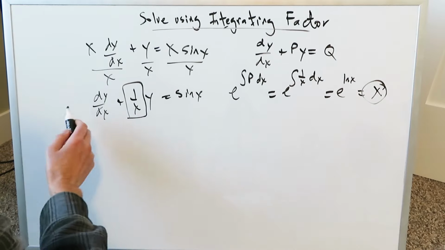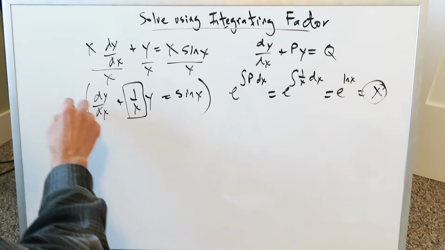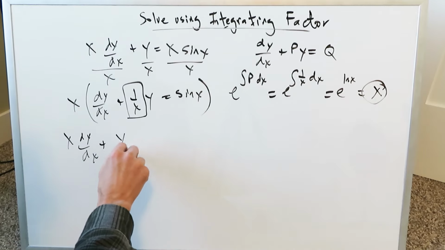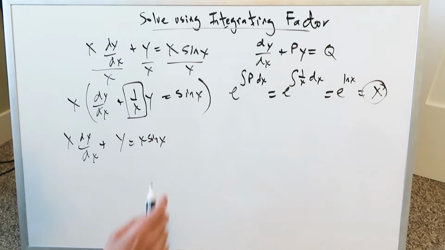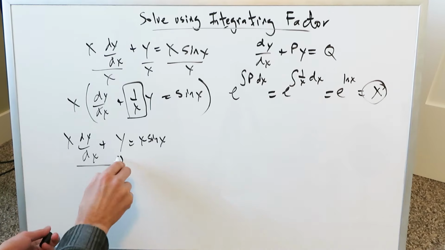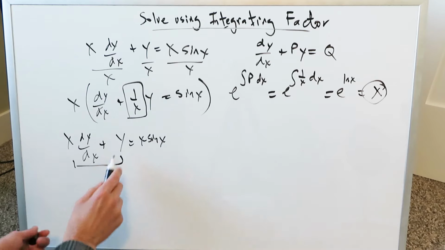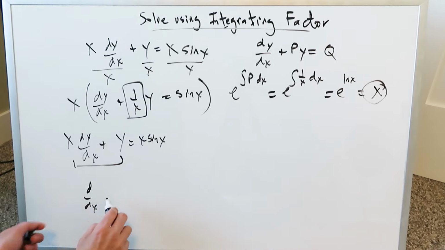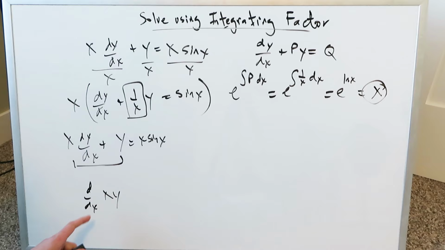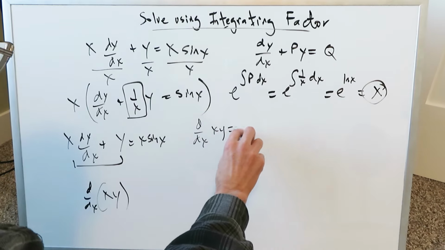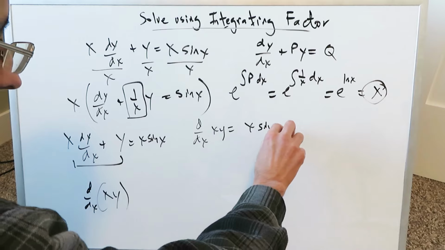This integration factor is multiplied across both sides. You'll have x dy over dx plus y is equal to x sine x. Now you have to find the expression or the function for which this represents a derivative, and it's not hard. You just look at it and you're really looking at d over dx of xy. If you do the derivative of this by means of the product rule, you'll get this, and that's exactly what you have. You have d over dx of xy is equal to x sine x.